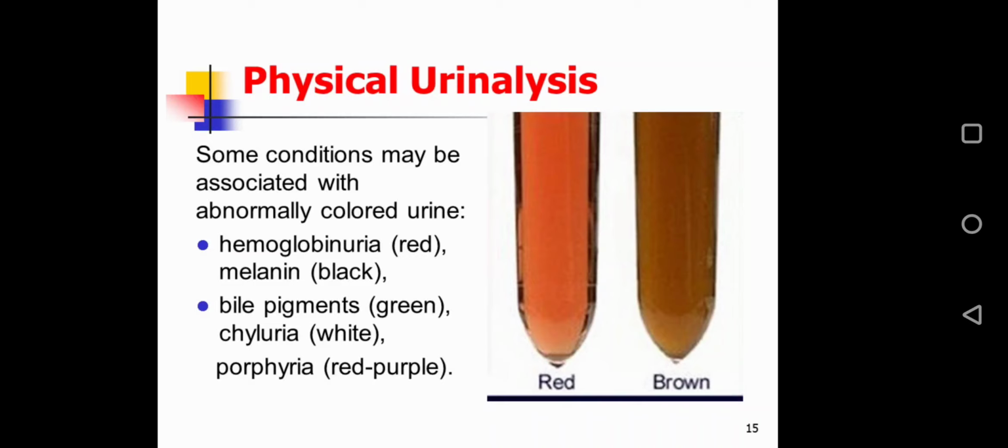Some conditions may be associated with abnormally colored urine. When it is hemoglobinuria, the urine color is red. The color is black if it contains melanin. Similarly, bile pigments correspond to green urine. Chyluria corresponds to white urine. Porphyria corresponds to red purple urine.